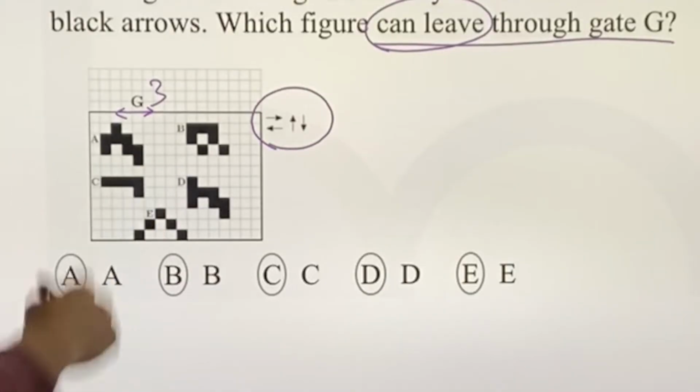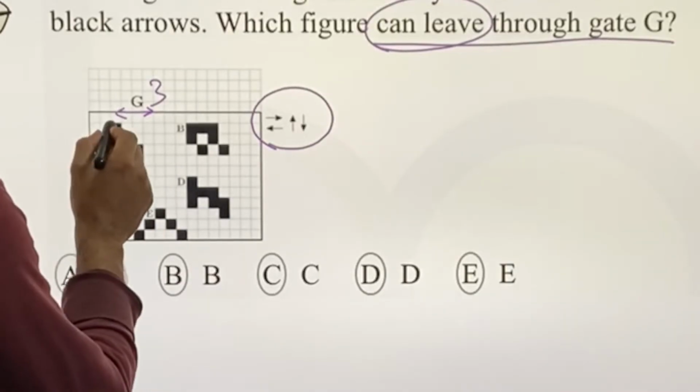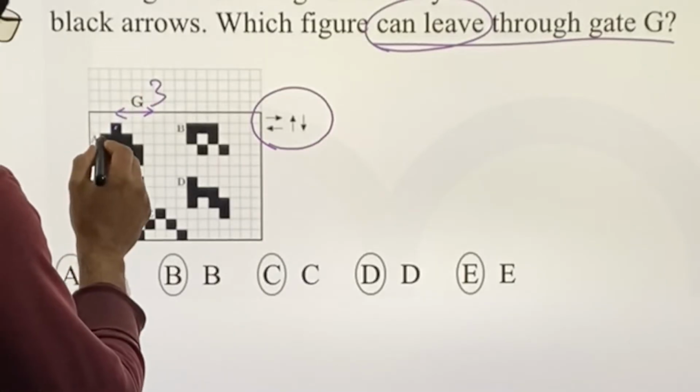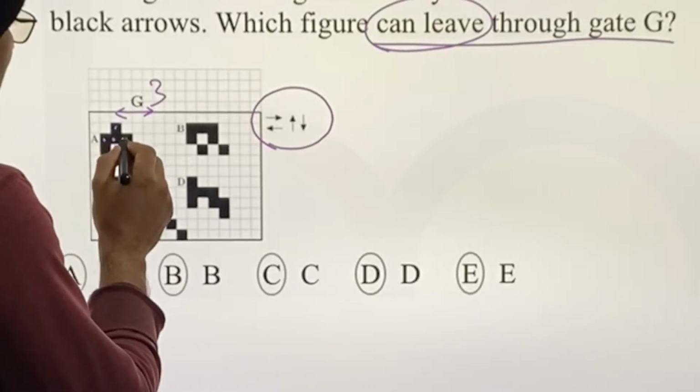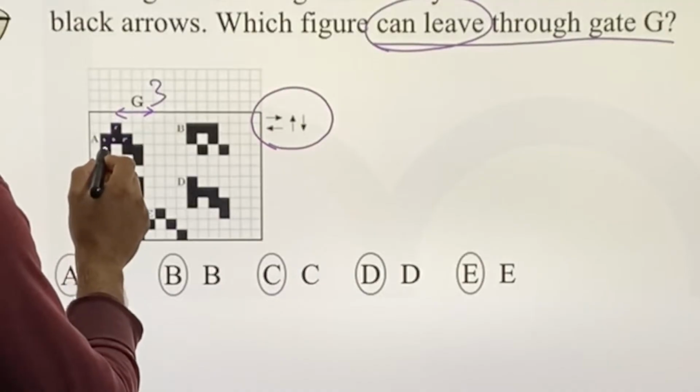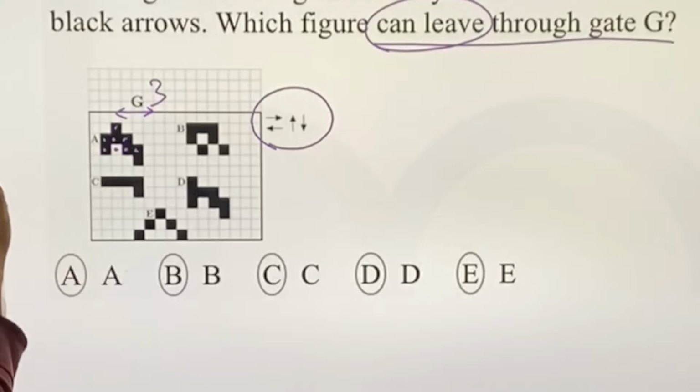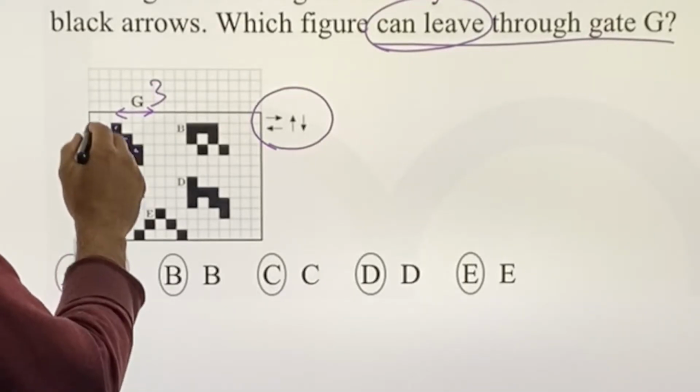All right, so let's take one at a time. A, on the top level it is 1 unit wide, which is fine, it can go through. In the second it is 1, 2, and 3, that is fine too. Third level, 1, 2, 3, 4. 4 is not going to fit through gate G, so A is not going to work.